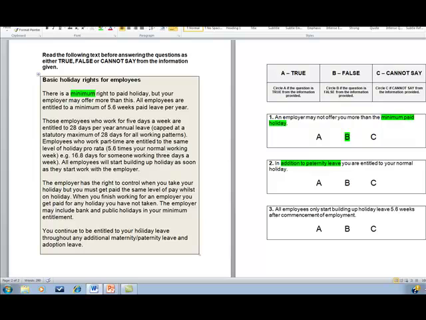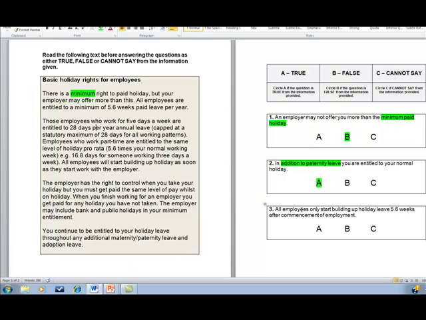You continue to be entitled to your holiday leave throughout any additional paternity or maternity leave and adoption leave. So that is relevant. In addition to paternity leave, you are entitled to your normal holiday. Is that true, false, or cannot say? You continue to be entitled to your holiday leave throughout any additional maternity or paternity leave. And the question is, in addition to paternity leave, you are entitled to. Yes, that is true, so we'll answer that as A. Can you see how quickly you can get through these questions without studying the whole of the passage?